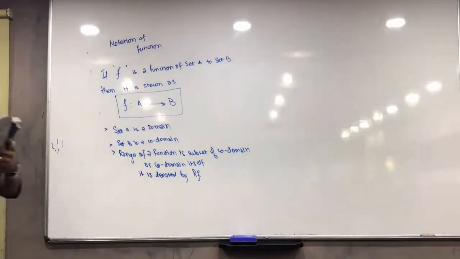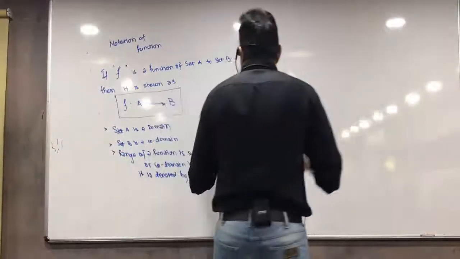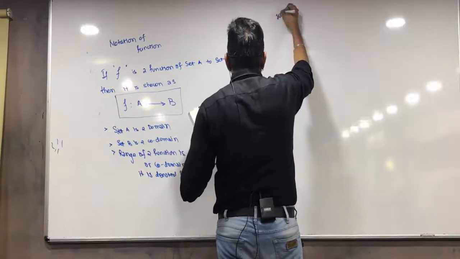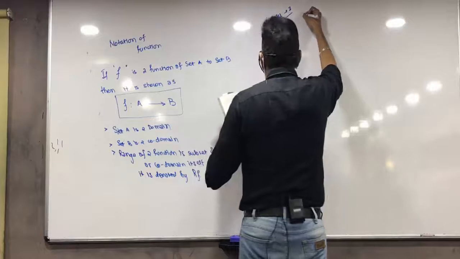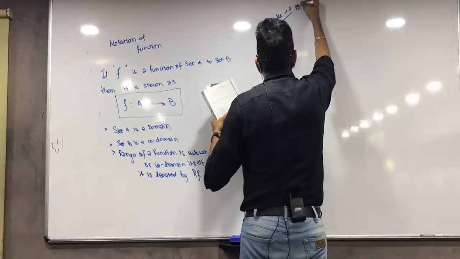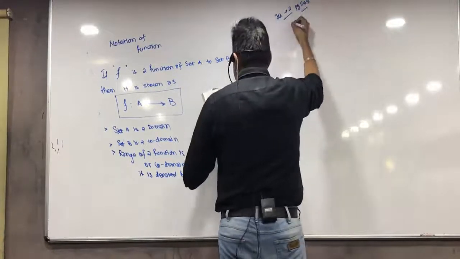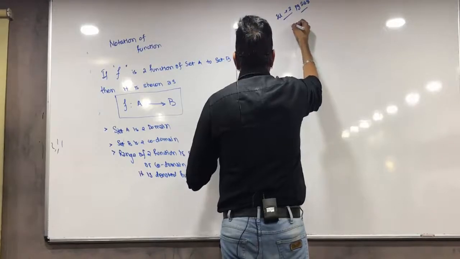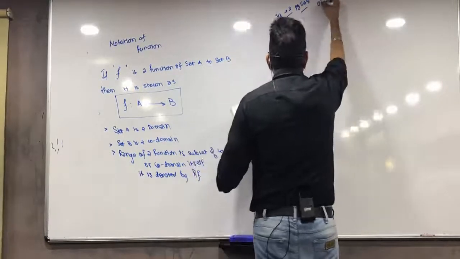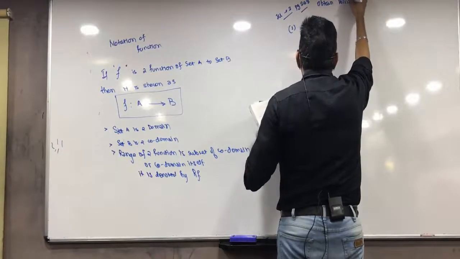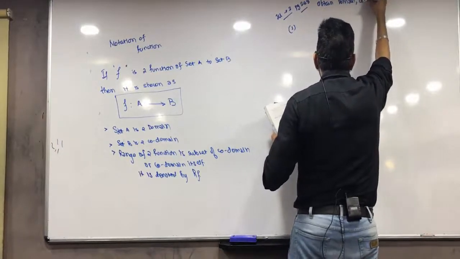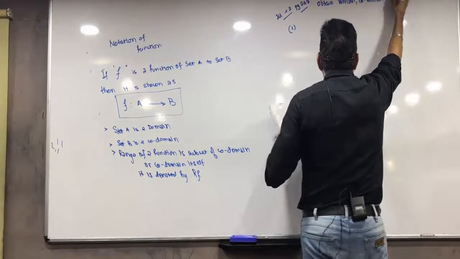Page number 268. Illustration. Keep 1 or 2 pages blank for the remaining part. Illustration 2, page number 268. First, we have to obtain domain, codomain, and range.